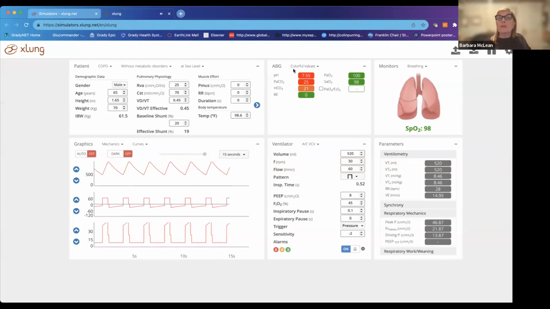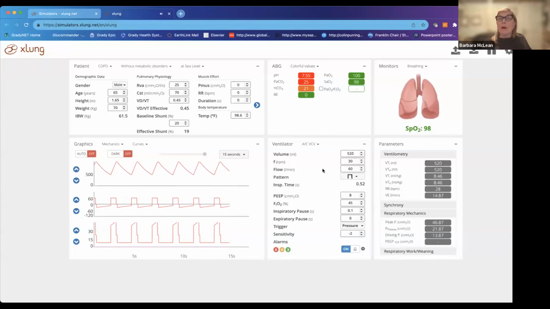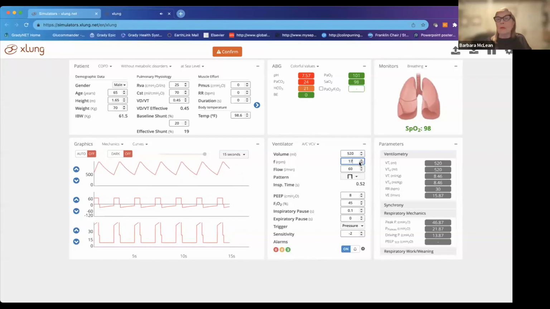He's trapping CO2. He's very well oxygenated. He's trapping CO2 here. So you're looking at that patient, you're saying, well, gosh, I'm giving him 30 breaths a minute. The problem is that you're flowing the gas too slow for him to have enough time to exhale. So first of all, I'm going to go down on his respiratory rate, and let's see what happens.